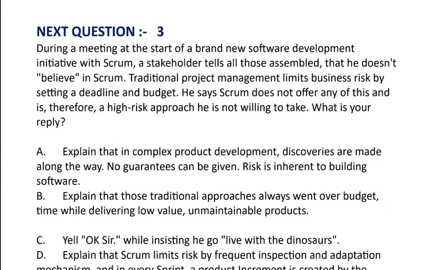Question is, during a meeting at the start of a brand new software development initiative with Scrum, a stakeholder tells all those assembled that he doesn't believe in Scrum. Traditional project manager limits business risk by setting a deadline and budget. He says Scrum does not offer any of this and is therefore a high risk approach he is not willing to take. What is your reply?